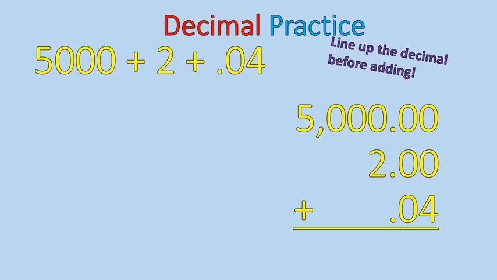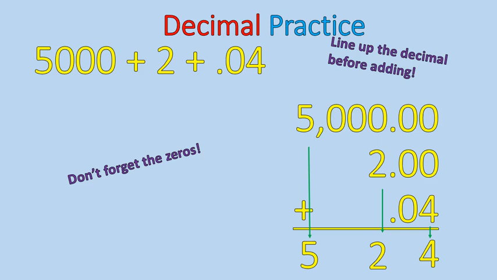Did you line it up? Did you remember to line up the decimals, not just the numbers? And then bring the 5 down, the 2 down, the 4 down, and fill in those zeros. Boom. That's it. That's how this works. So your final answer is 5,002 and 4 hundredths.